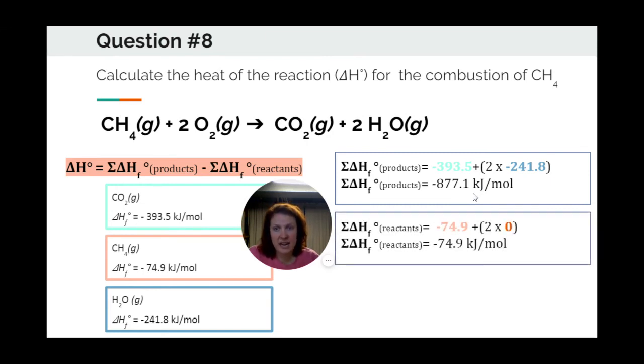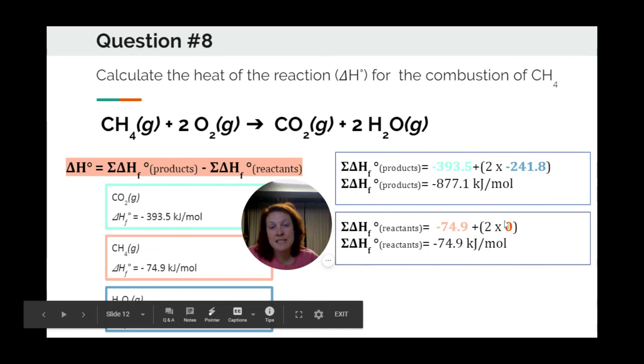We're going to do the same with the reactants. I only have 1 mole of CH4, so I don't need to multiply this by anything. Then I'm going to show you the math for this. The standard heat of formation for gaseous, diatomic oxygen is 0, and there are 2 moles of it, so you would multiply that by 2, which just ends up getting you 0. So our total for the standard heats of formation for the reactants is negative 74.9 kilojoules per mole.